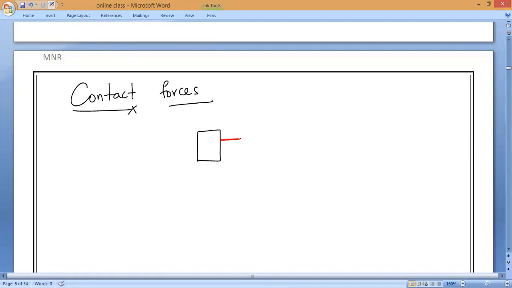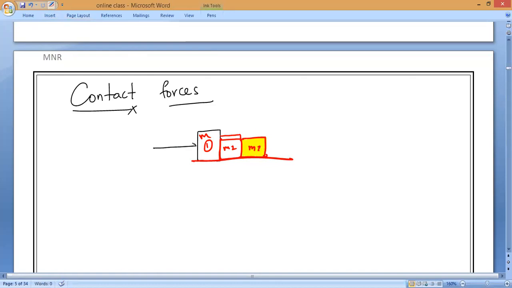So let me take, this is body one and this is body two and this is body three. This is body 1, M1, body 2, M2, and body 3, M3. So three bodies are in contact together. Now I'm applying force on a single body. So what is that body? I'm applying a force F1.